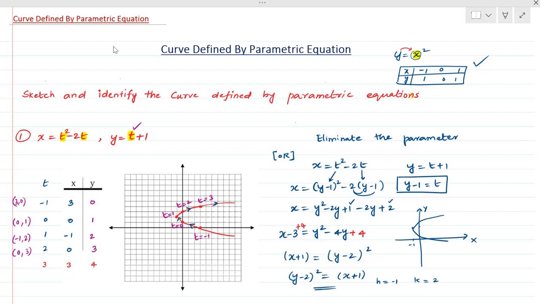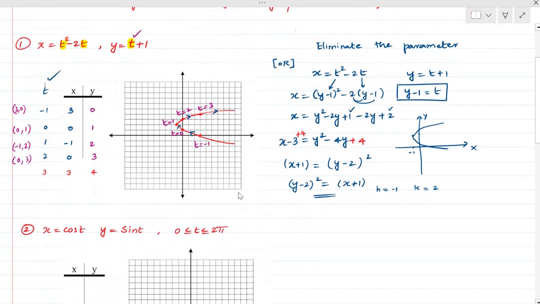But as t goes from negative to positive, we need the direction, so how the graph looks like and where the graph starts, for that we need the t variable. So either you can solve by using t or you can eliminate the parameter. So these are the two methods you can use to draw the graph.